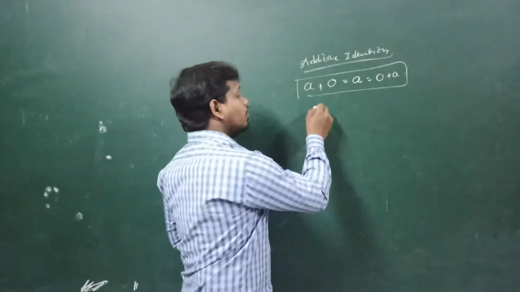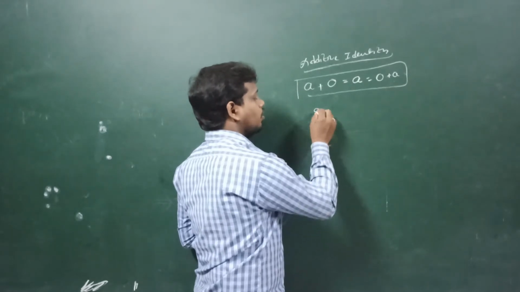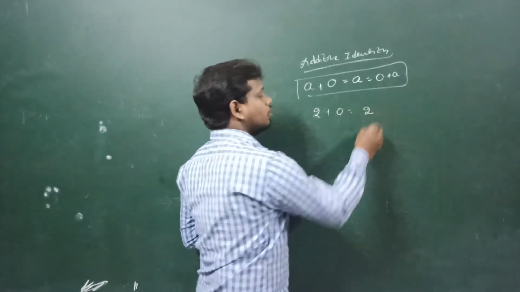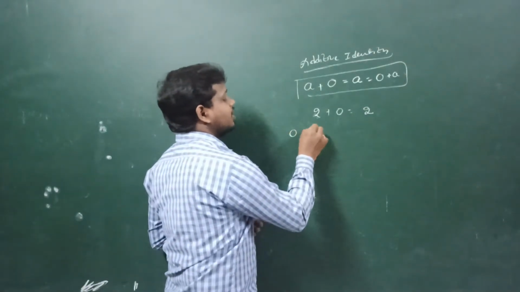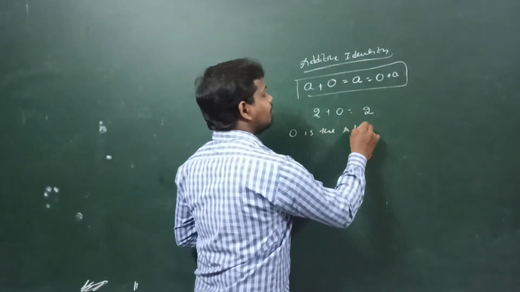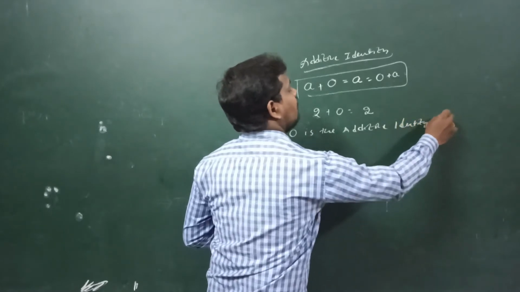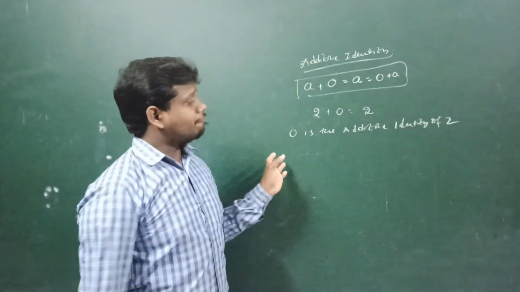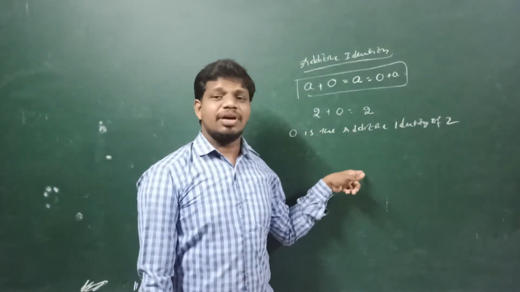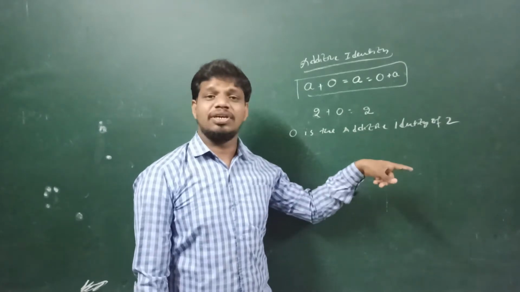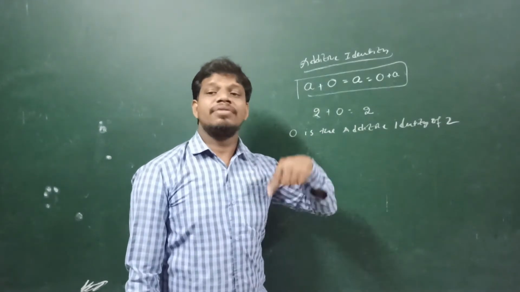identity. So for example, 2 is a rational number. If we add 0 to 2, it gives 2. So here what can we write as the additive identity? So here 0 is the additive identity of 2. Means the number which gives the sum of a rational number and itself as the rational number, then we can say that number is the additive identity of the rational number.